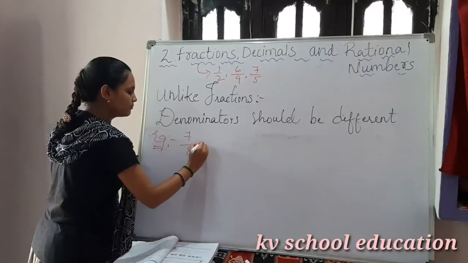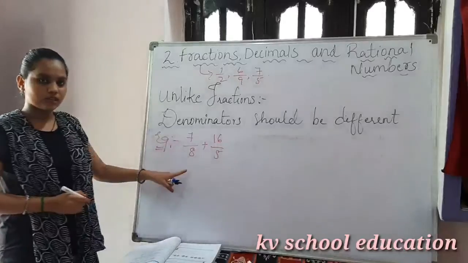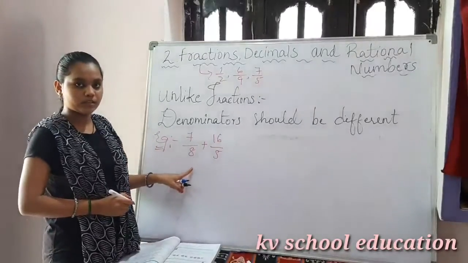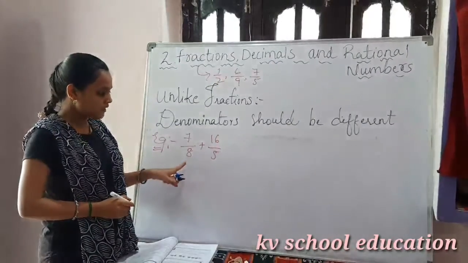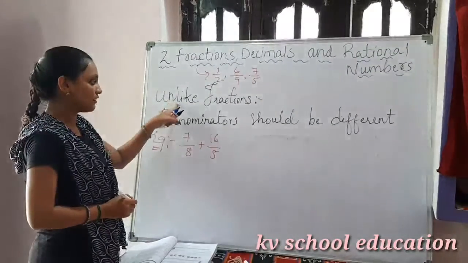For example, 7 by 8 plus 16 by 5. Here 8 and 5 are the denominators, and they are both different. So this comes under unlike fractions.